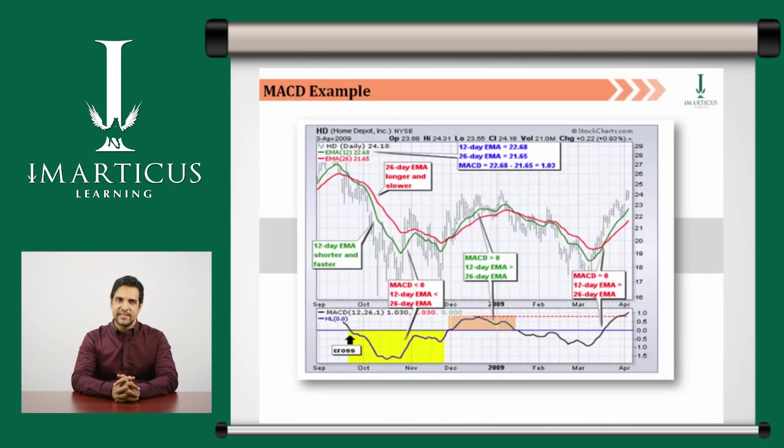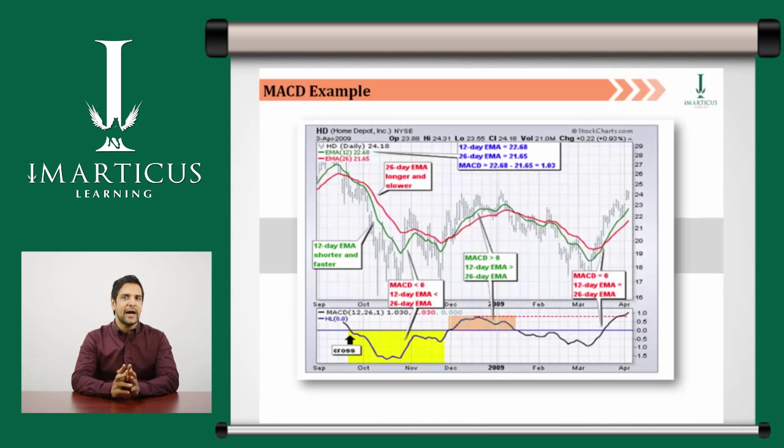In the example above, the yellow area shows the MACD line in negative territory as the 12-day EMA trades below the 26-day EMA. The initial cross occurred at the end of September, shown here with a black arrow, and the MACD moved further into negative territory as the 12-day EMA diverged further from the 26-day EMA.